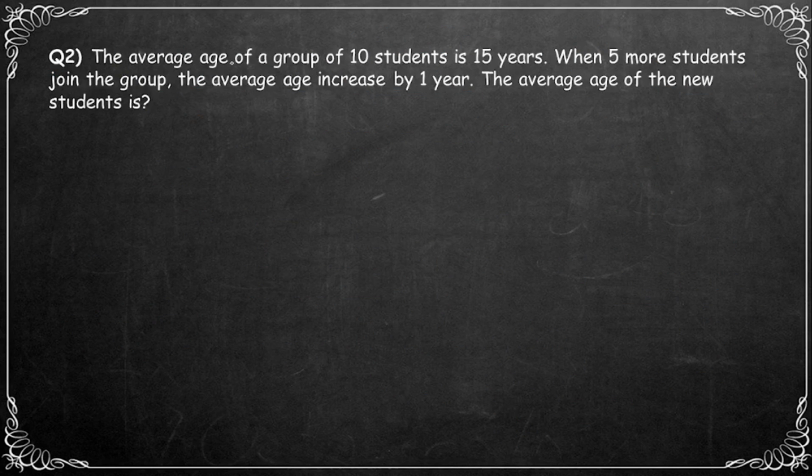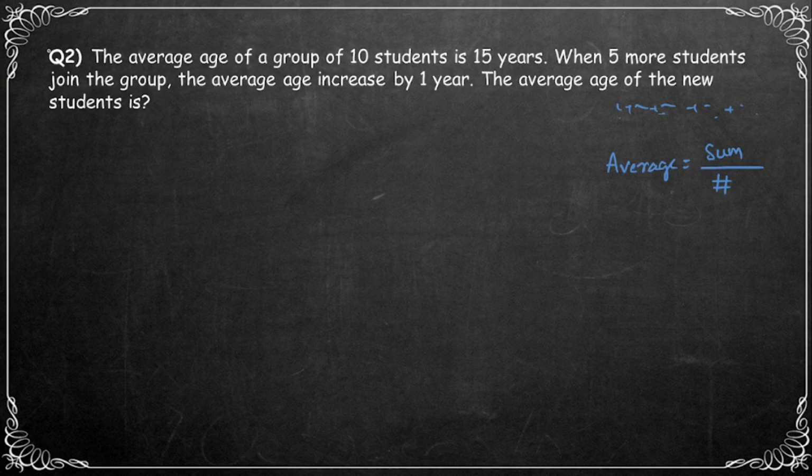Question 2. The average age of a group of 10 students is 15 years. When 5 more students join the group, the average age increased by 1 year. The average age of the new students is? So one basic concept is, the average of a set of numbers is the sum of those numbers, that means we have to add them, divided by the number of those numbers. So sum divided by the number of those items.